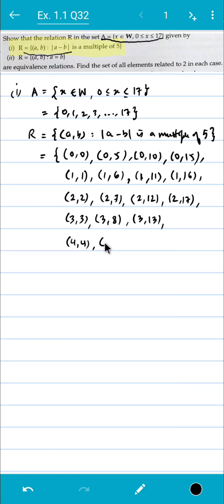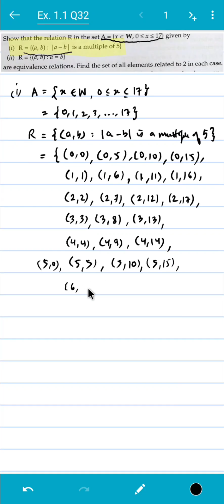Then comes 4. So (4, 4), (4, 9), and then (4, 14). Nothing more. And so on. So you list all of these. So (5, 5), then (5, 10). Even (5, 0) will also be here, because 5 minus 0 is a multiple of 5. So (5, 10), then (5, 15). So already you're seeing here that it becomes very, very long.